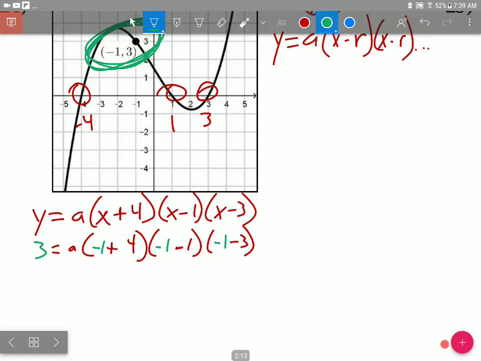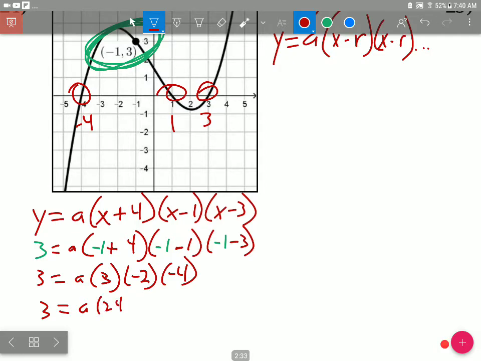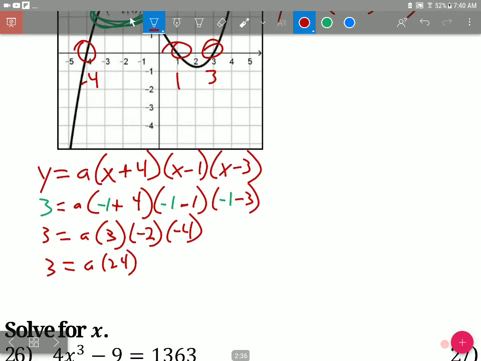So that's 3 equals a. -1 plus 4 is 3. -1 minus 1 is -2. -1 minus 3 is -4. So that's 3 equals a times 3 times -2 times -4. 2 times 4 is 8, 8 times 3 is 24. Divide by 24, so a equals 3/24, which is 1/8. So I got my a value.